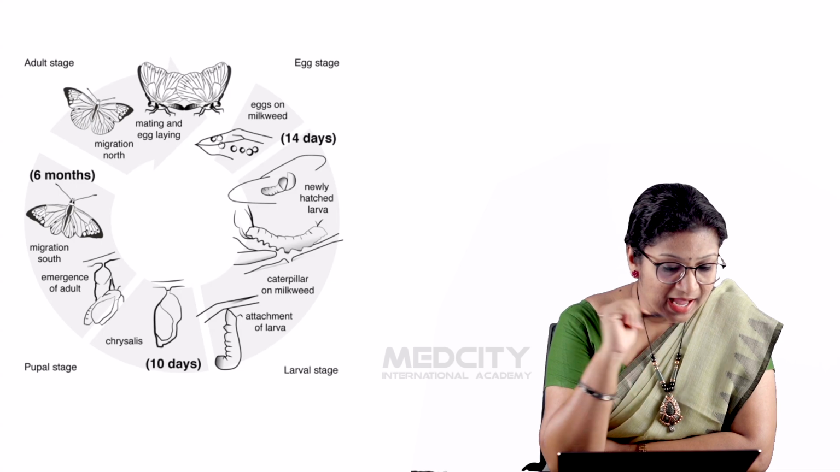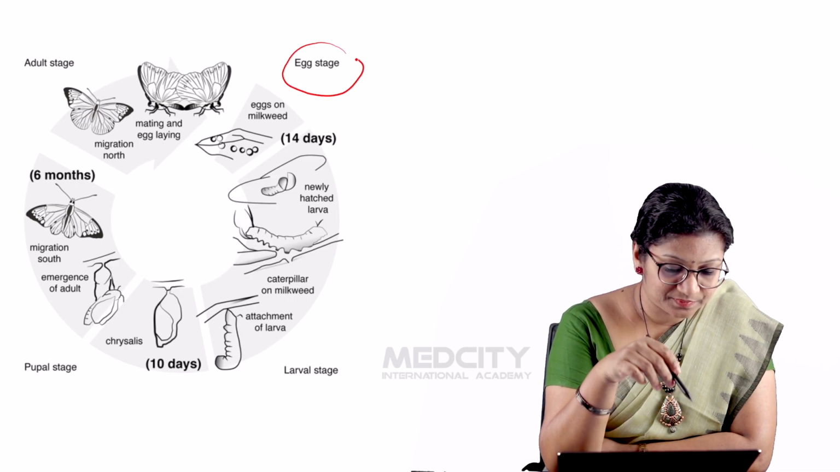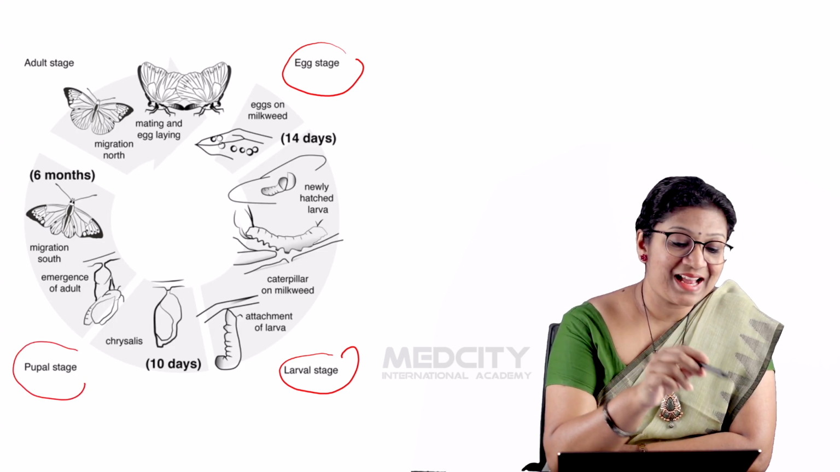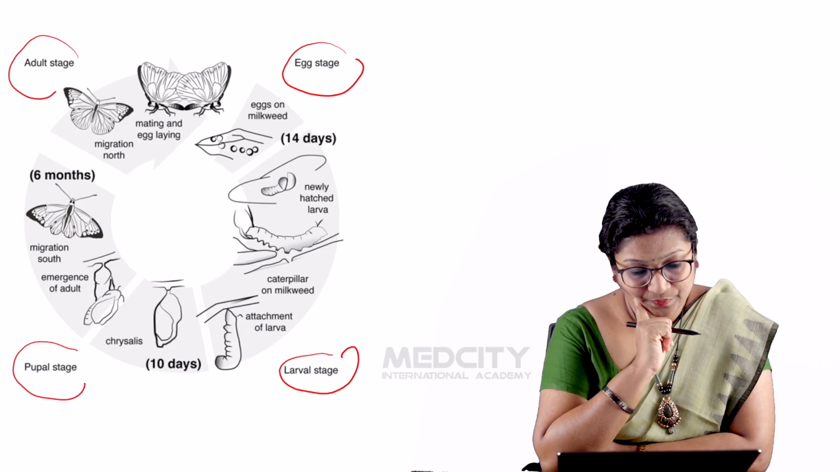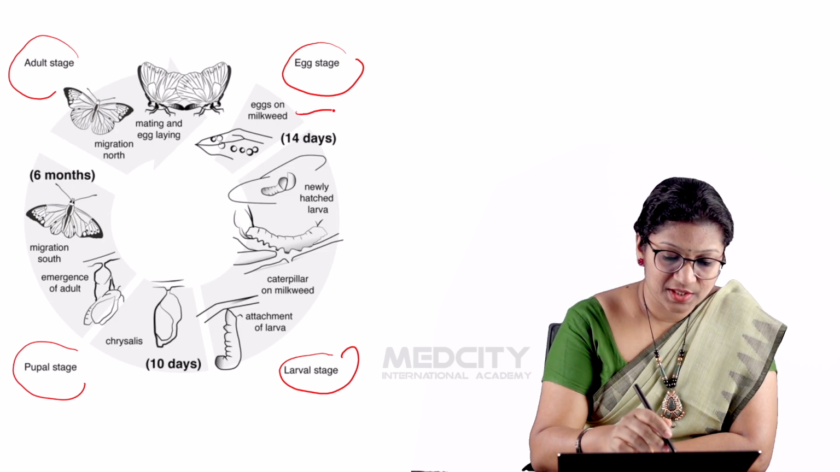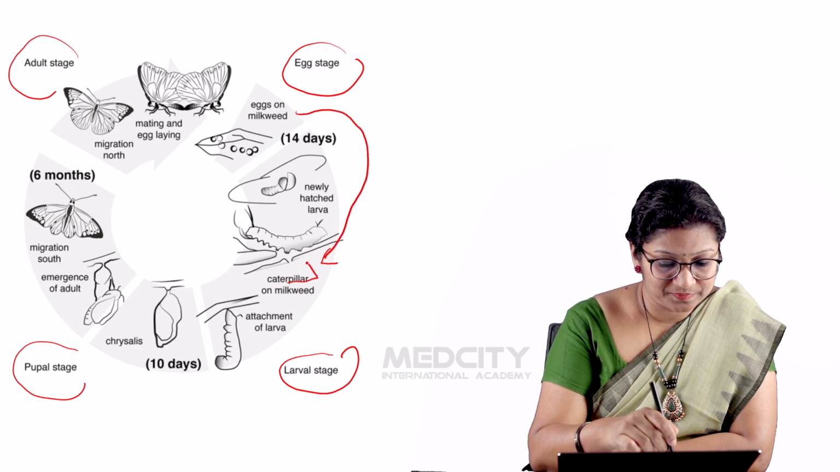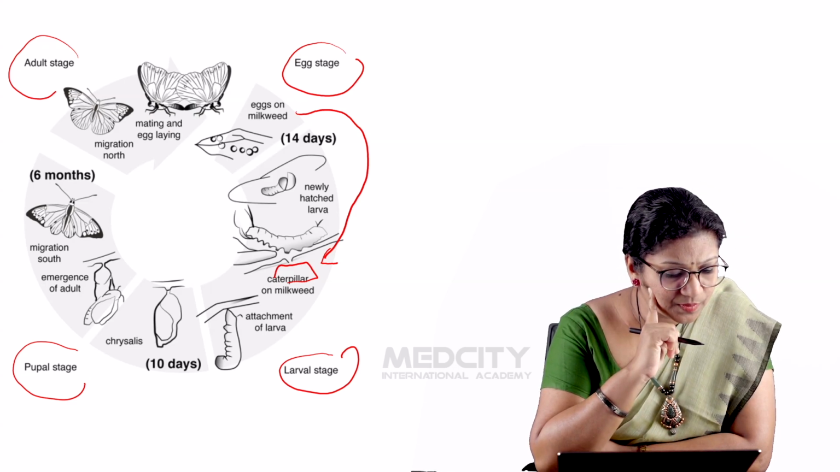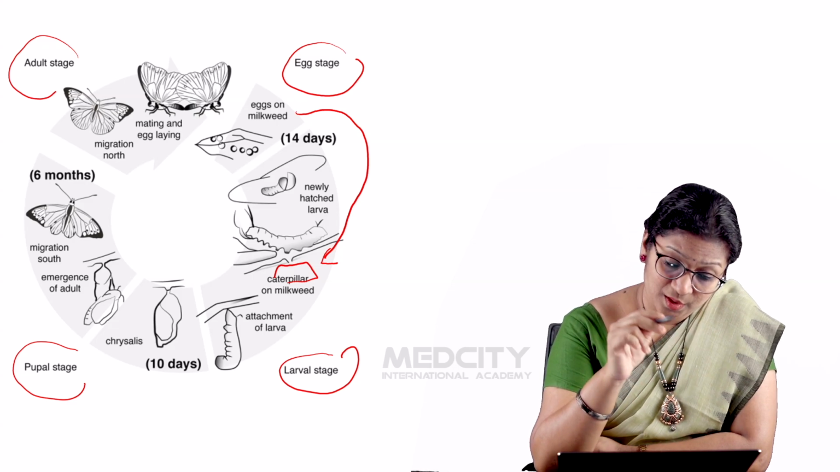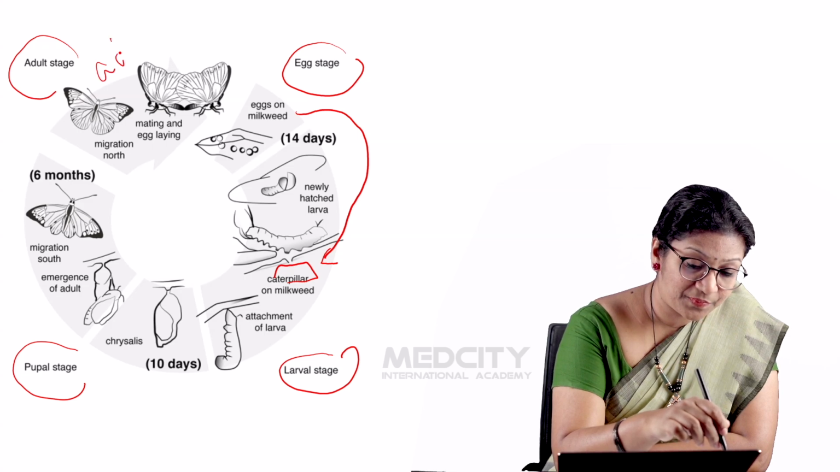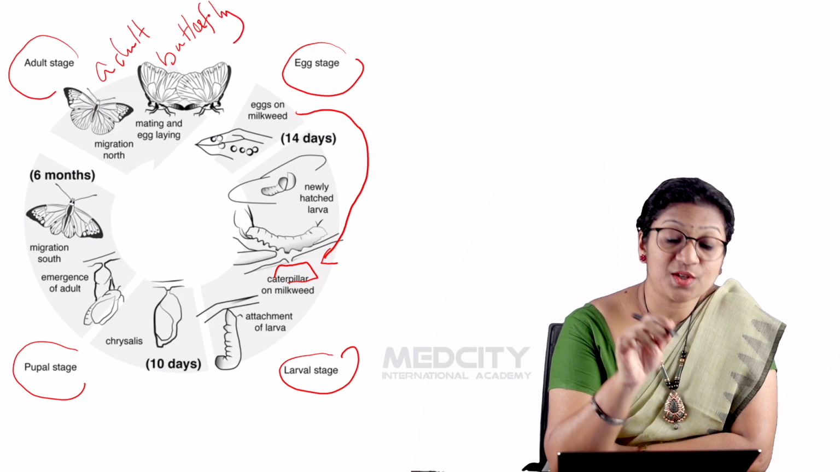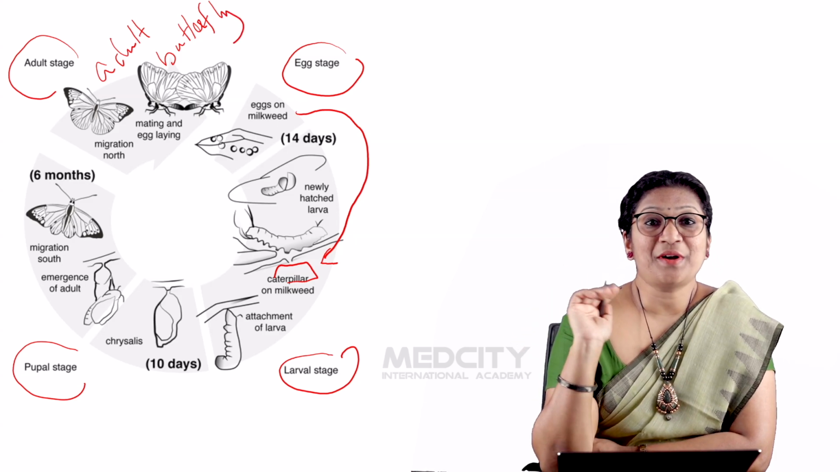Well, we have an egg stage given, larval stage, pupal stage, and adult stage. Okay, so from eggs to caterpillar to migration south, emergence of adult, okay, to an adult butterfly. This is also an example of a process.